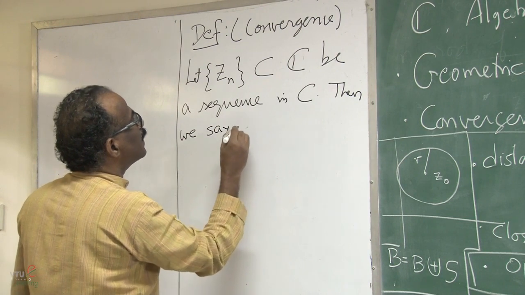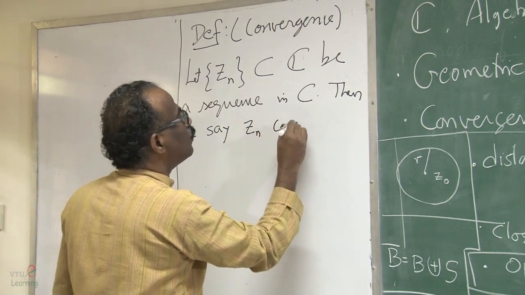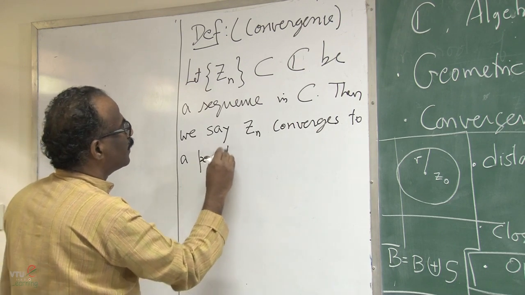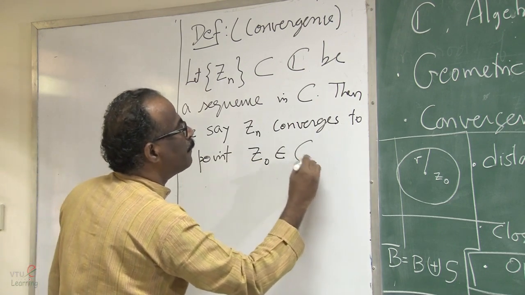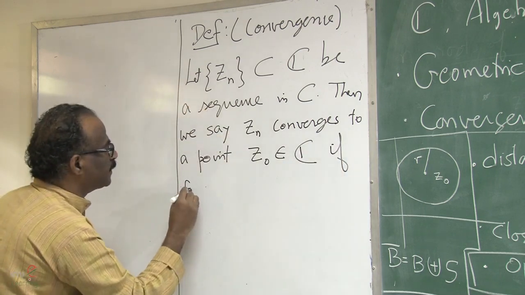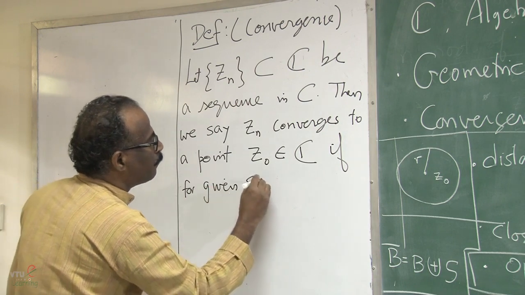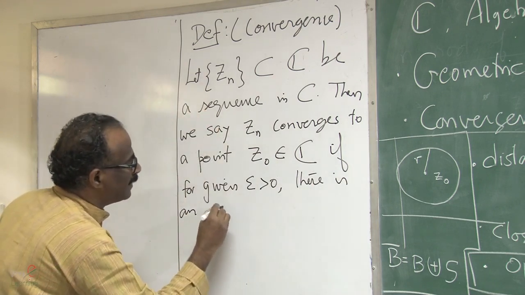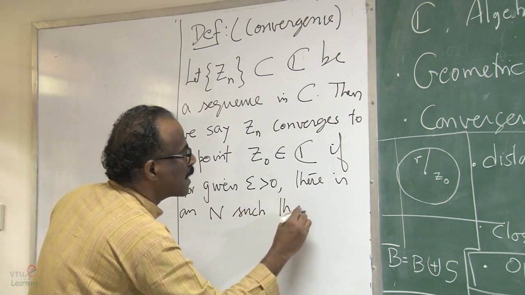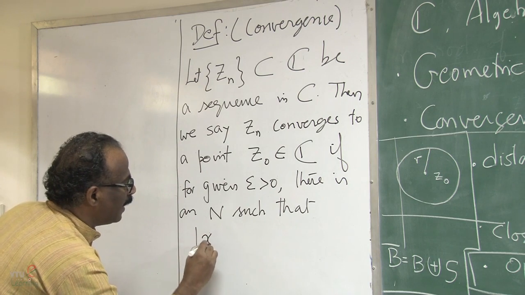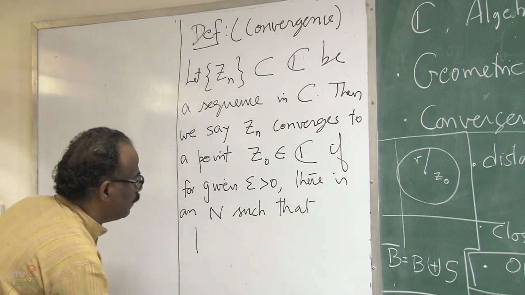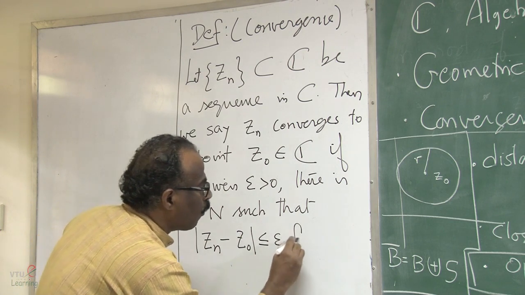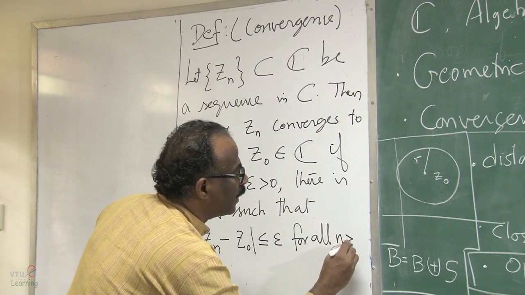We say Zn converges to a point Z naught in C if for a given epsilon positive, there is an N such that modulus of Zn minus Z naught is less than or equal to epsilon for all n greater than or equal to N.